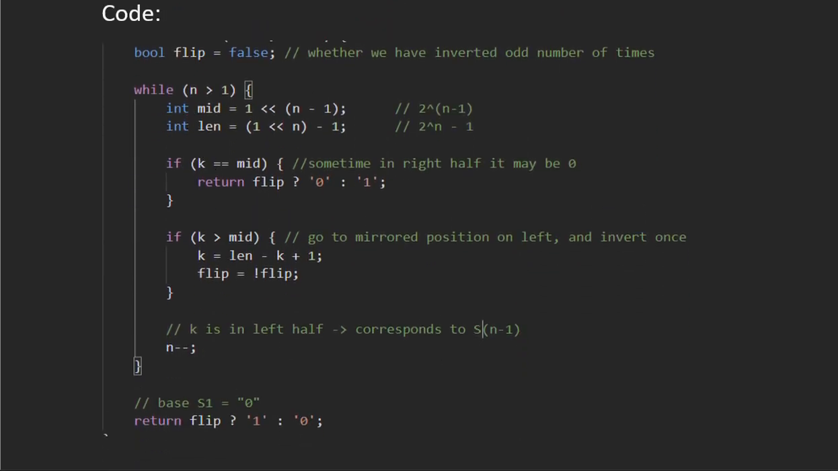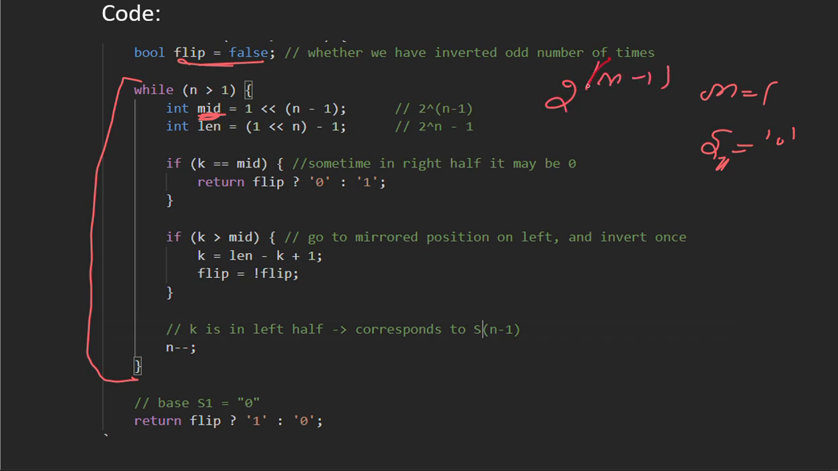So let's see the code. So we have initially made flip false, and then we are using a while loop until n is greater than 1, because for n equal to 1 we know our string is 0. Then we find the middle element, that is 2 to the power n minus 1. And I hope you know right shift means multiply by 2. Right shift means multiply by 2. And then we find the total length, that is 2 to the power n minus 1. So this is the total length.